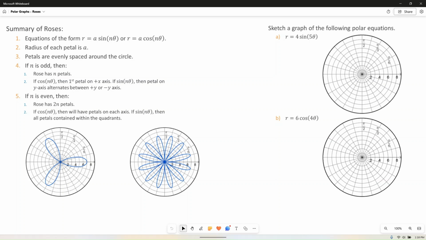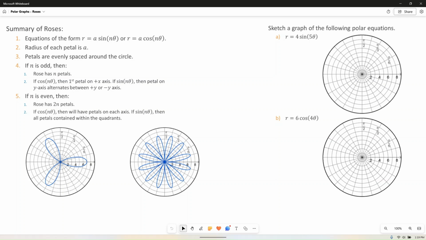Okay, if the n value is odd, then that n value tells us how many petals there are. So if n is odd, that's how many petals there are. If we have a cosine of n theta, then we will always have one petal on the positive x-axis. If it's the sine equation, then that one petal will alternate on the y-axis, either the positive or the negative y-axis. Remember, 1 is up, 3 is down, 5 is up, 7 is down, and so forth.